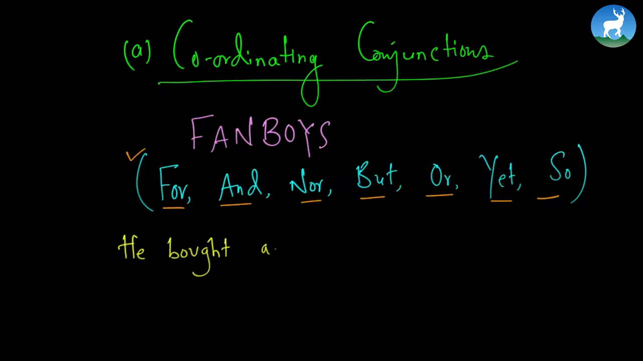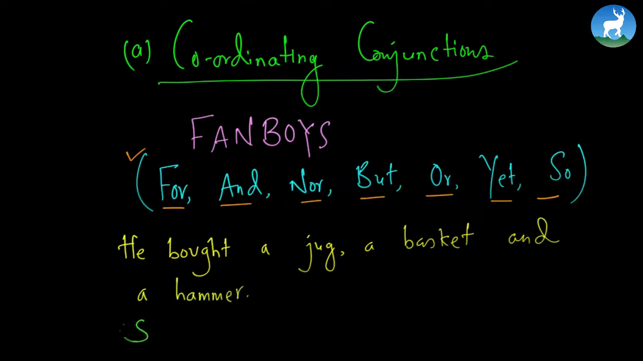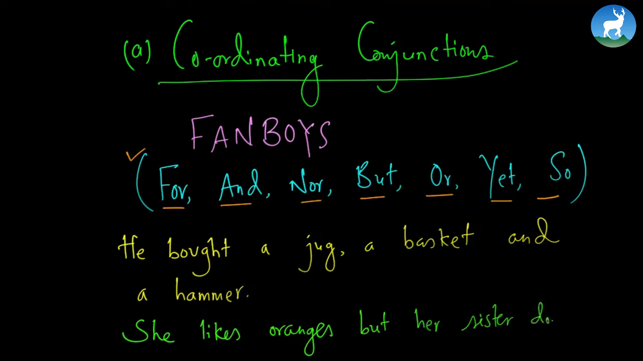He bought a jug, a basket, and a hammer. Let me give you one more example. She likes oranges, but her sister doesn't. Alright, in these two sentences, we have a conjunction and we have another conjunction but. The first conjunction is in fact joining two words or ideas, right? So it's joining words or ideas. And the second one is joining sentences.